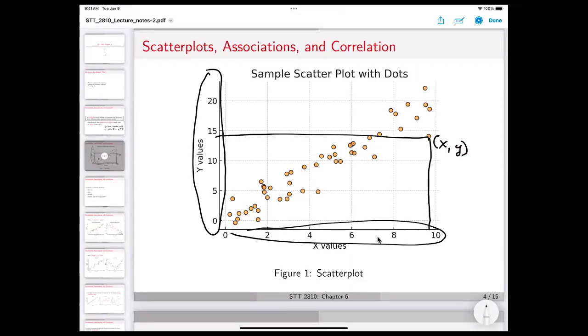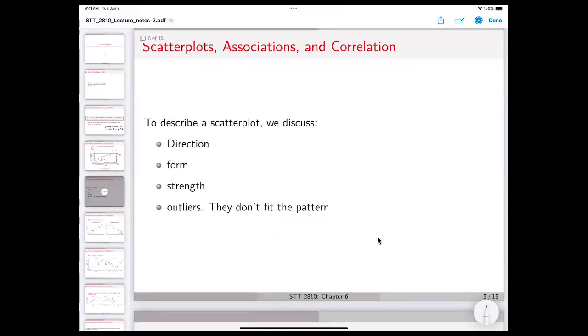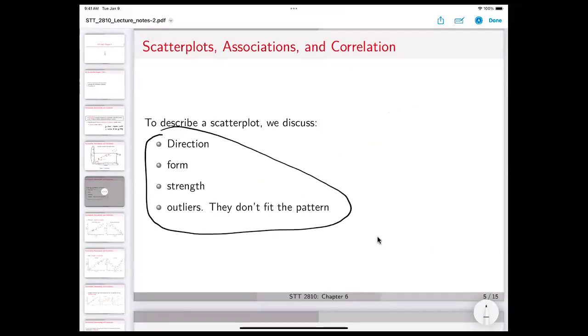Any questions so far? It's very important that you understand the intuition behind this, because for scatter plot graphs, StatCrunch can do them for you. But how are you going to make meaning of that? How are you going to describe that? That is what you need to understand. And so to describe a scatter plot, we are going to discuss these main points. So first, we are going to talk about the direction, and then we'll move to the form, and then the strength, and then also outliers. You already know what outliers are.